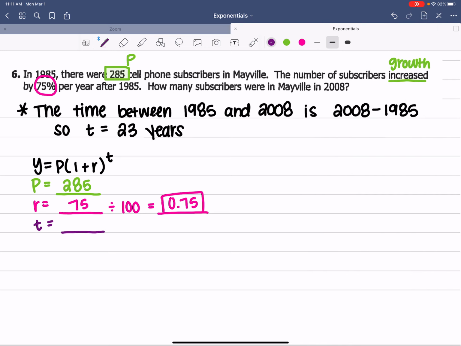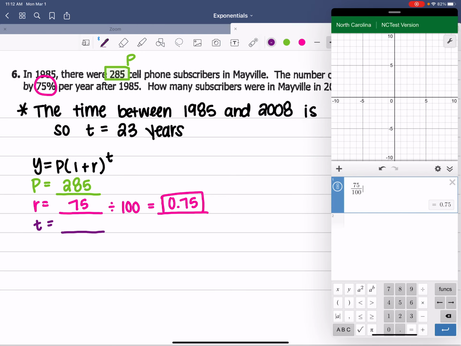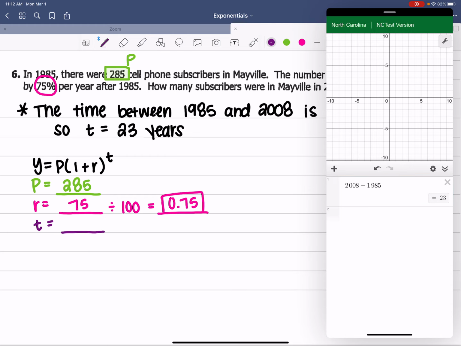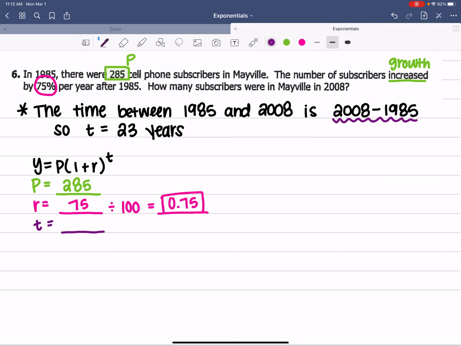And finally, we need to know how much time has passed. So the time that's passed, we aren't told to find so many years after. We're told to find the number of subscribers in a specific year. So we need to know how much time has passed. From 1985 to 2008 is how many years? So we would just do 2008 minus 1985. And that gives us 23 years. So T is 23 years.